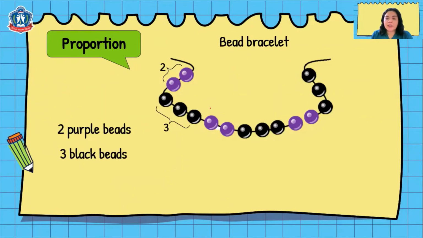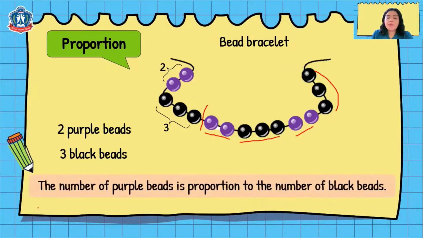As you notice, children, in our pattern, we always have two purple, three black, two purple, and three black beads. So the pattern of the number of purple and black beads never changes. It means it is what we call proportion. It is balanced. Even though we add more purple and black beads, the ratio stays the same. So this is what we call proportion. The number of purple beads is proportional to the number of black beads.